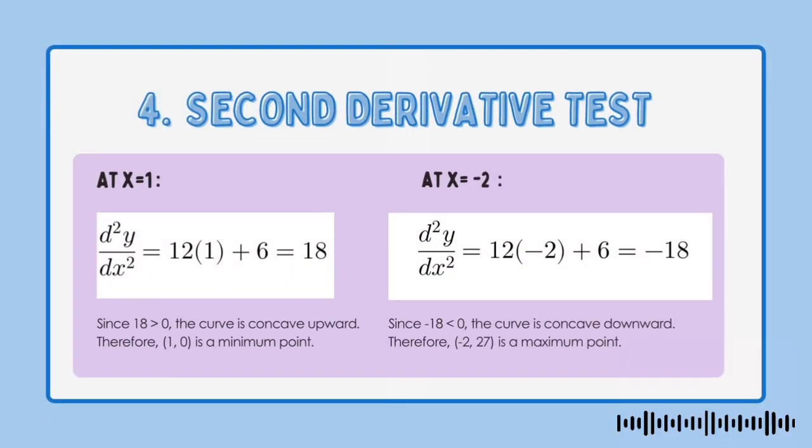Then, we substitute x equals 1 into the second derivative and obtain a positive value. Since the result is positive, we have confirmed that the point (1, 0) is a minimum point. After that, we substitute x equals negative 2 into the second derivative and obtain a negative value. Since the result is negative, this confirms that the point (-2, 27) is a maximum point.